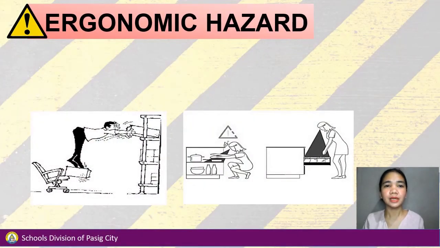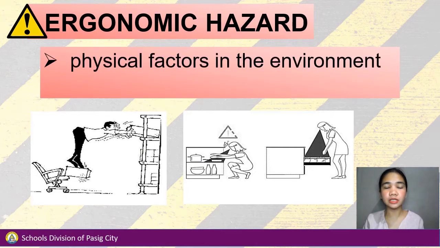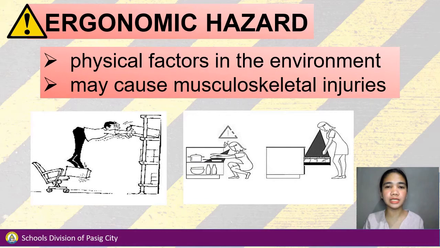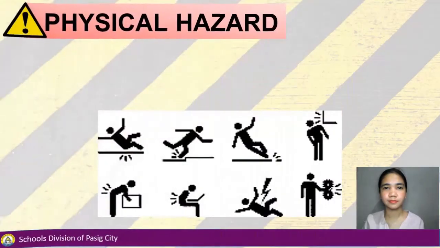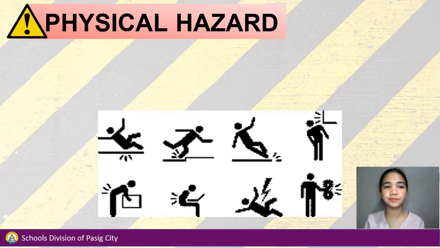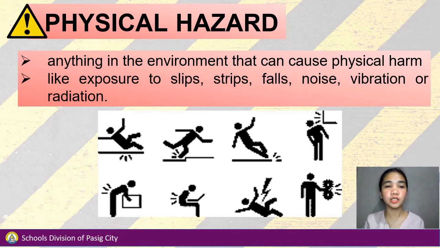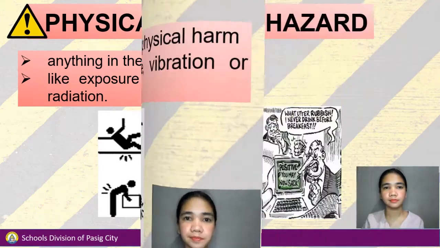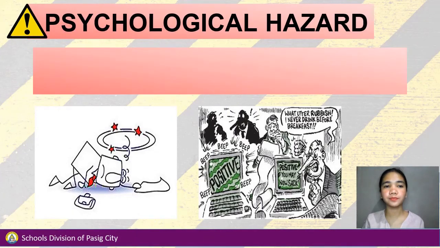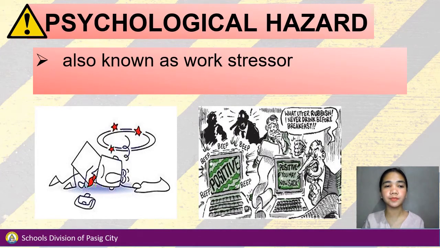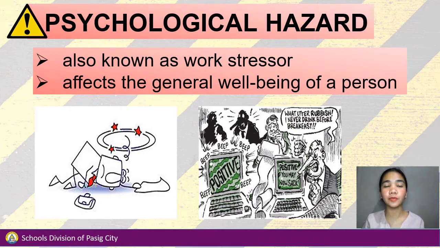Ergonomic hazard. It refers to physical factors in the environment, such as repetitive movement or poorly designed workstations. It may cause musculoskeletal injuries. Then we have the physical hazard. Anything in the environment that can cause physical harm to a person, like exposure to slips, trips, falls, noise, vibration, or radiation. Psychological hazard, also known as work stressor, affects the general well-being of a person.